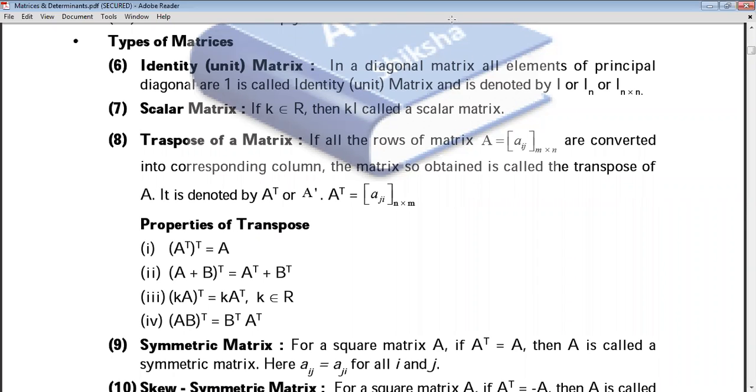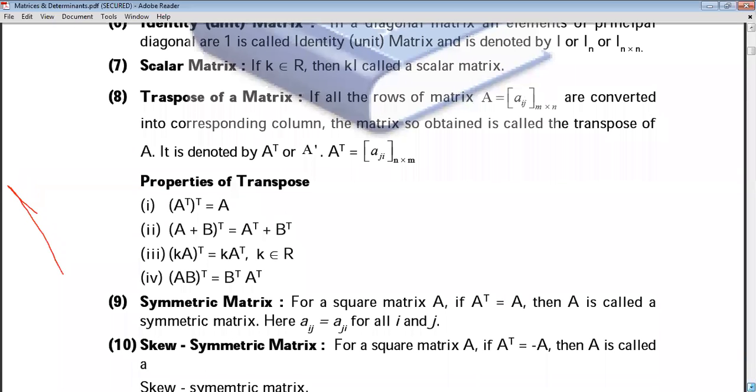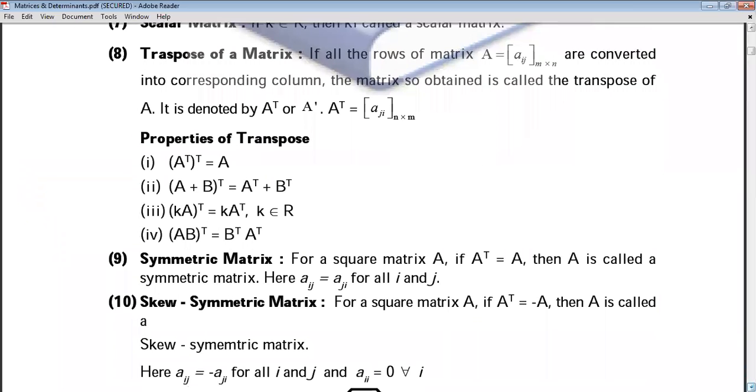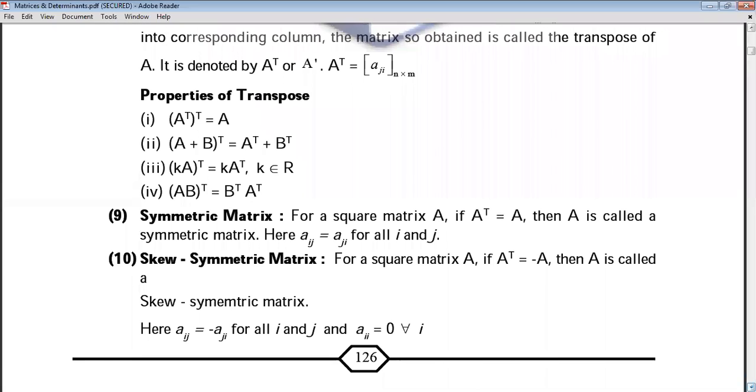Okay, the next one. What is the next one? Symmetric matrices. So symmetric matrix कब होगा? For a square matrix capital A, if A to the power T equal to capital A, then A is called the symmetric matrix.